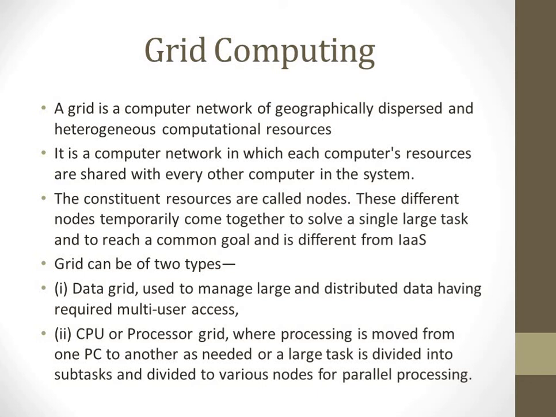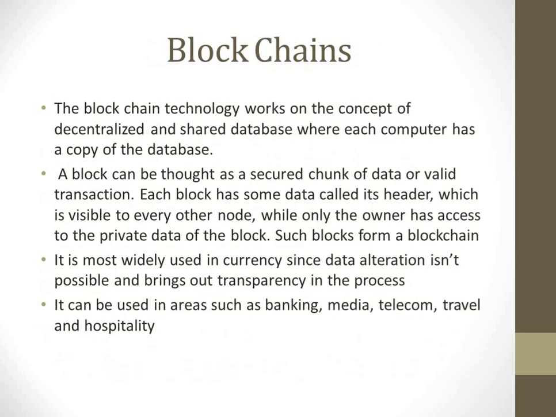Now, grids can be of two types. One is the data grid, which is used to manage large and distributed data, which also requires multi user access. The next grid can be in the form of a CPU or a processor grid, where processing is done from one PC to another as needed, and it is divided into subtasks and distributed to various nodes for parallel processing.